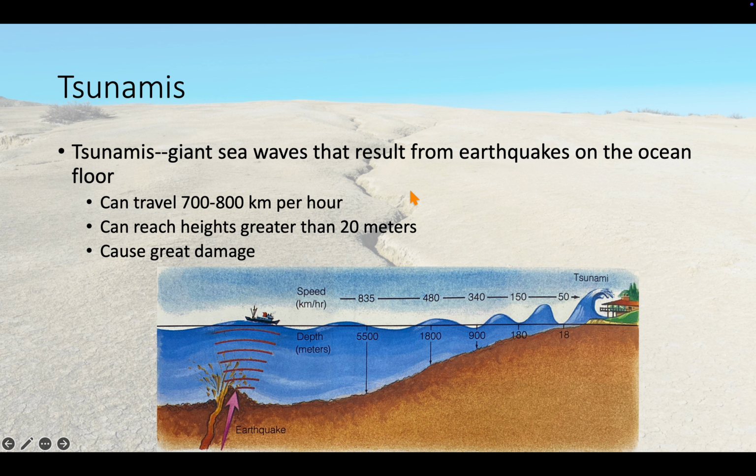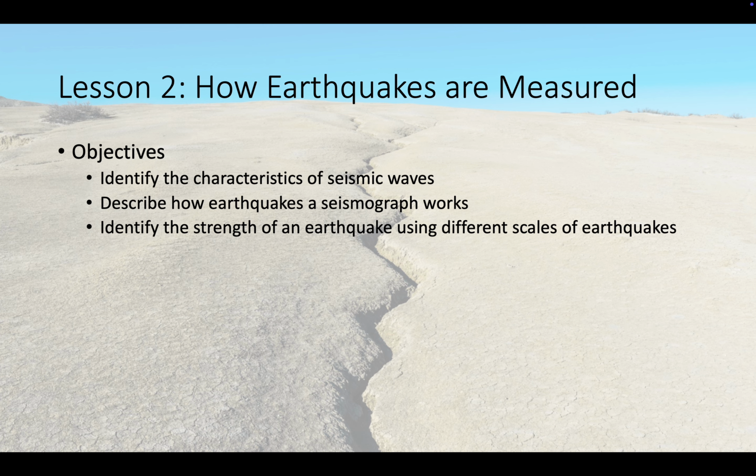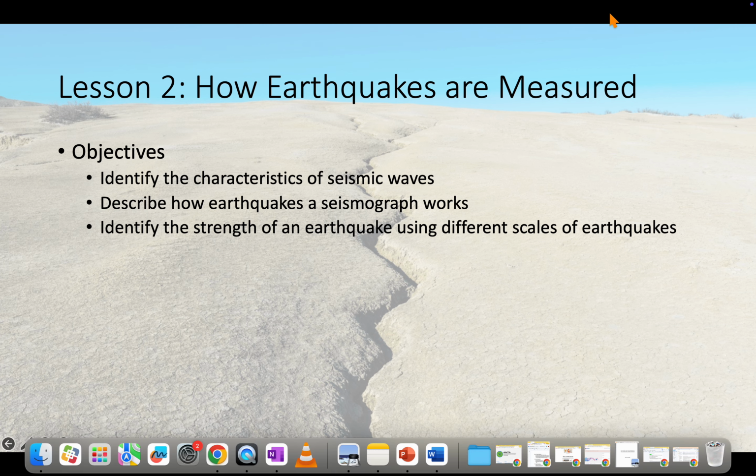Tsunamis are giant sea waves that result from earthquakes on the ocean floor. So basically an underwater earthquake causes that shifting. We talked about this last unit also. They can travel 700 to 800 kilometers per hour. They can reach heights greater than 20 meters, and they can cause great damage. So that's it for lesson 1.